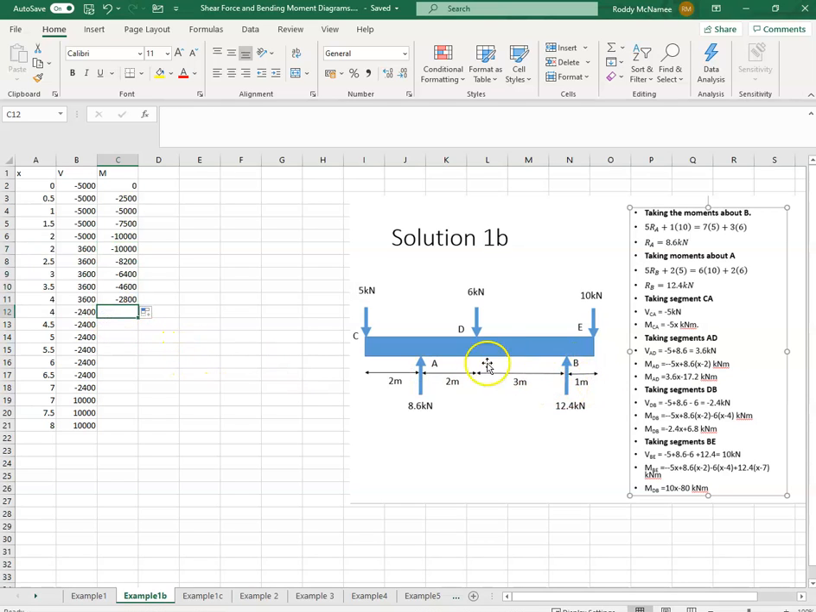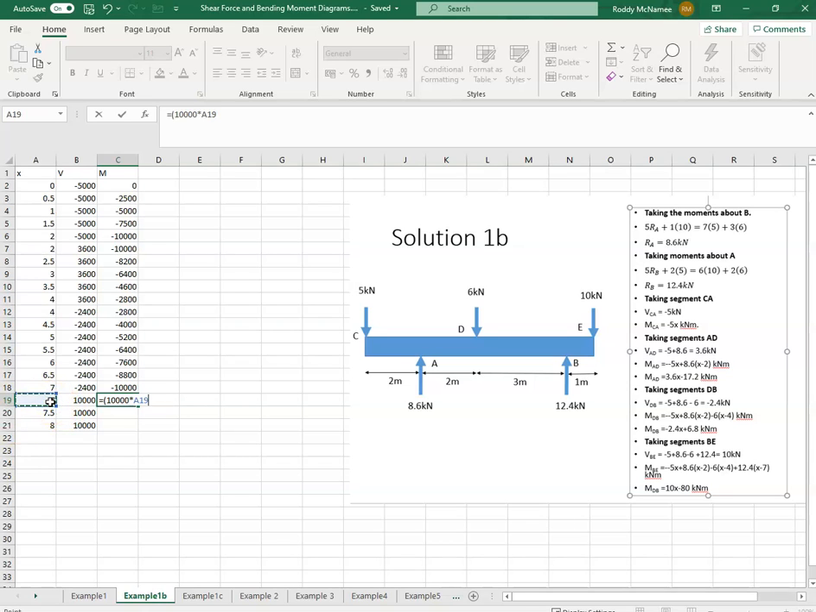Then from 4, so from D to B, it is minus 2,400 multiplied by x plus 6,800. And I copy that then all the way to 7. And then for the last one, it is equal to 10,000 multiplied by x minus 80,000.